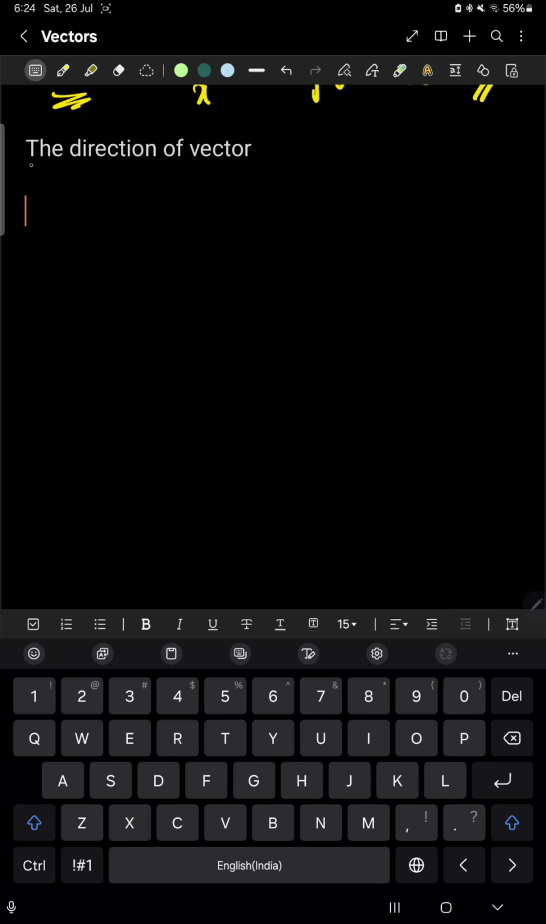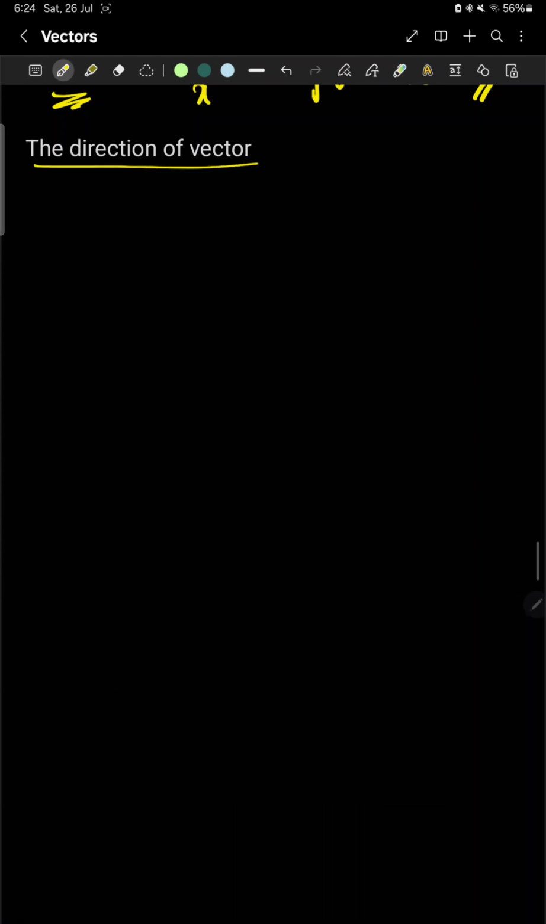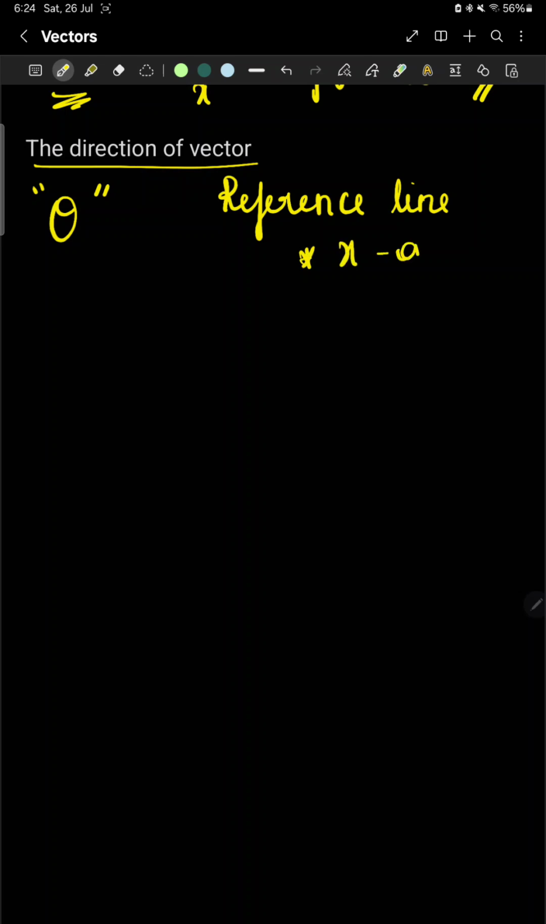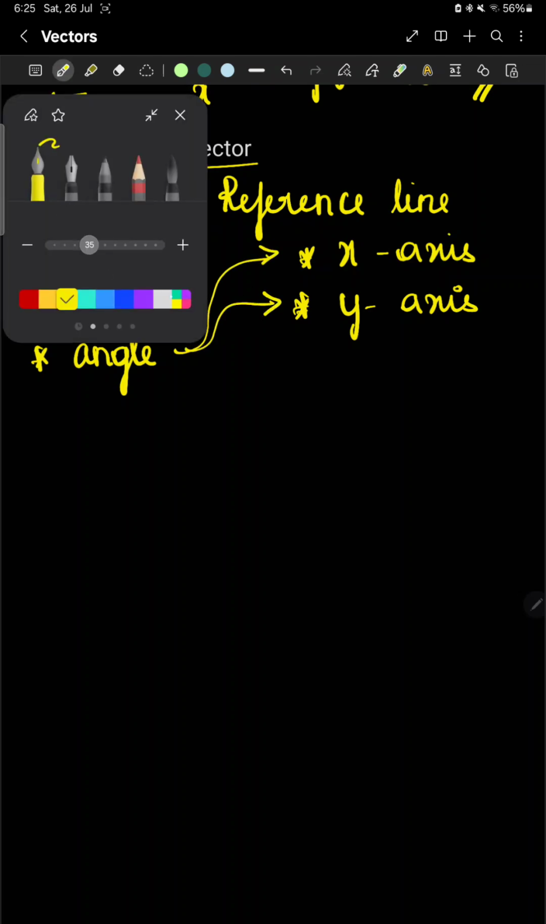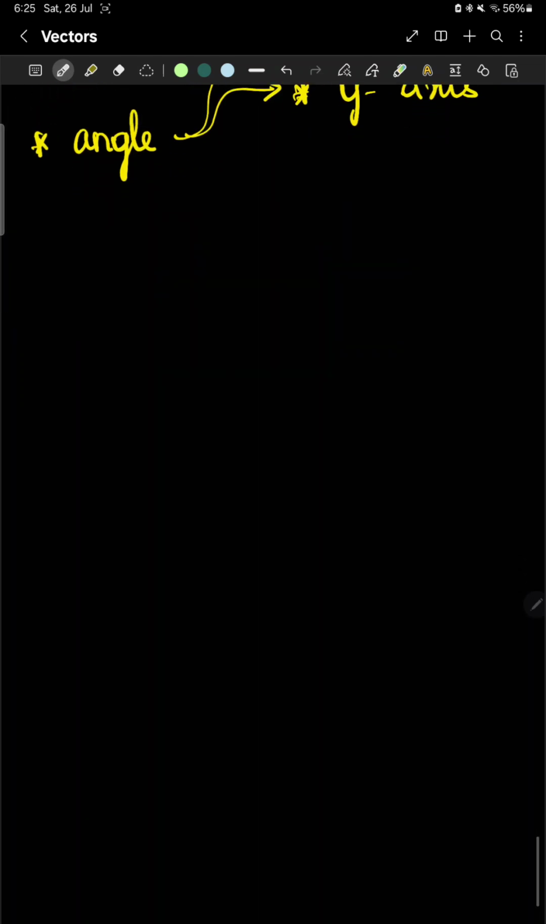Now, the direction of a vector. What gives the direction of a vector? The direction of a vector is determined by the angle it makes with the respective reference line. That reference line can be the x-axis or the y-axis, whatever. But with respect to one reference line only we can determine the vector. The direction of a vector is always determined by the angle it makes with respect to any of these reference lines.